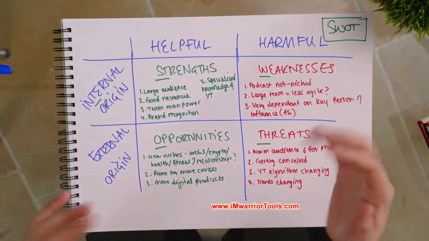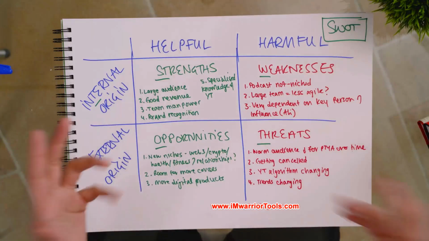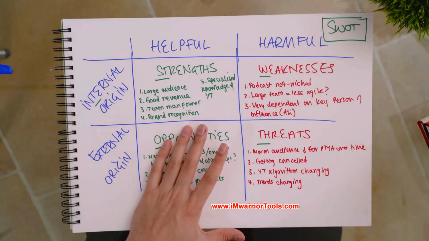Number 1, our warm audience for our courses, like our Part-Time YouTuber Academy, is decreasing over time. Secondly, there is a significant external risk of getting canceled if I say the wrong thing in the current day and age. Thirdly, there is an external risk to the business that the YouTube algorithm might significantly change. And fourthly, there is a minor risk to the business that trends will change over time, and so we have to be able to adapt to those trends as they change.